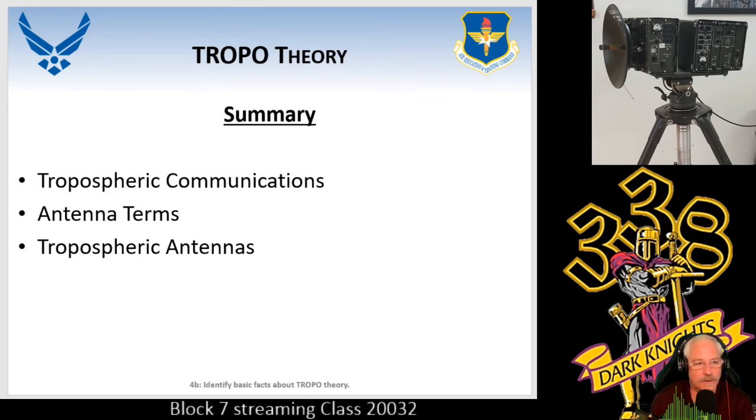So we've looked at tropo communications, antenna terms, tropospheric antennas. Any questions on this massive bit of information?